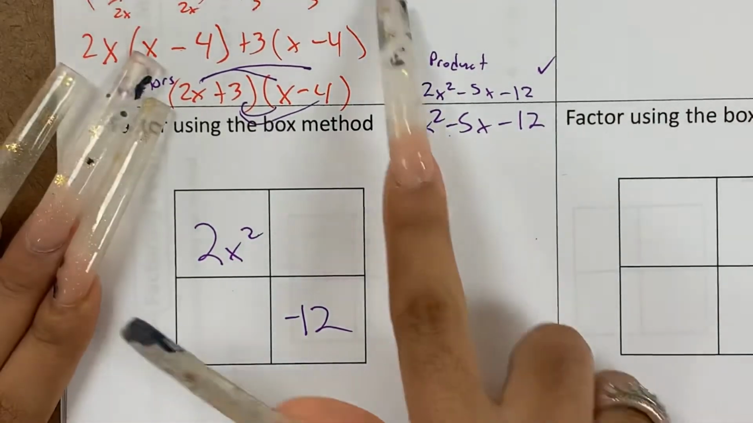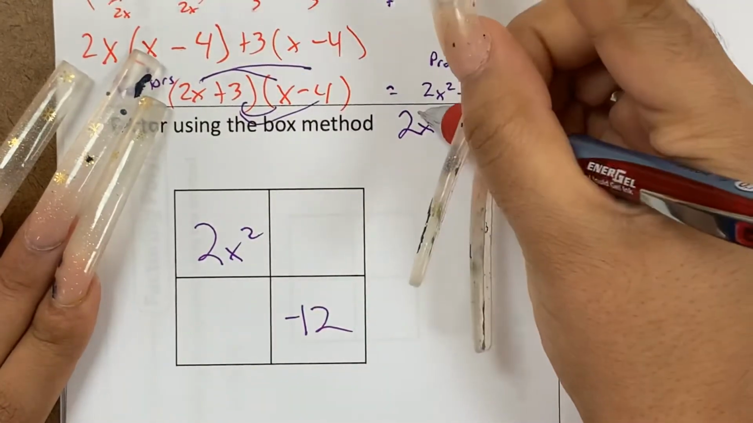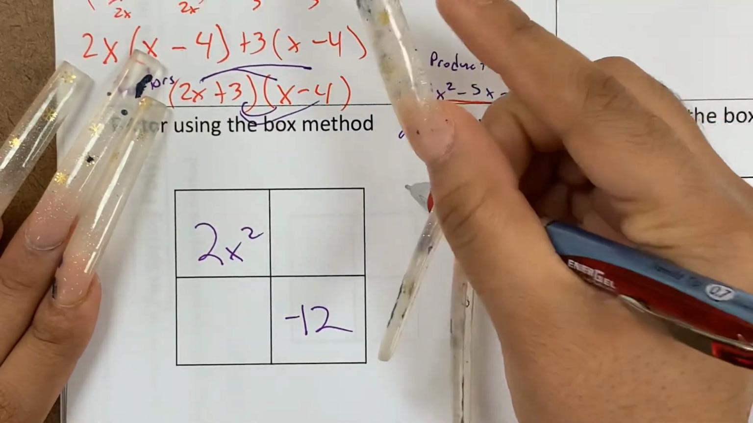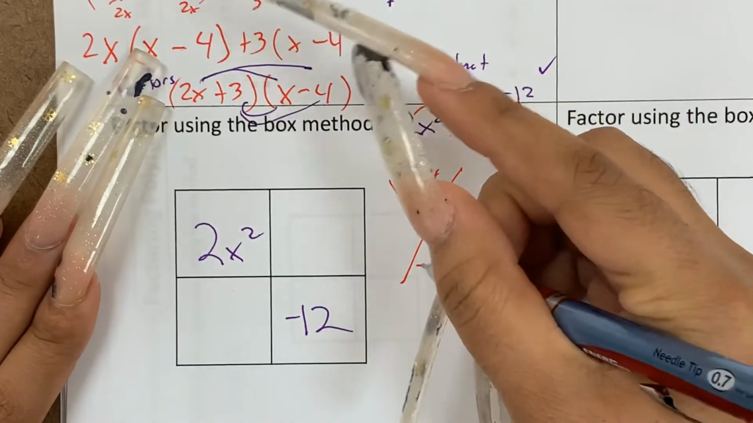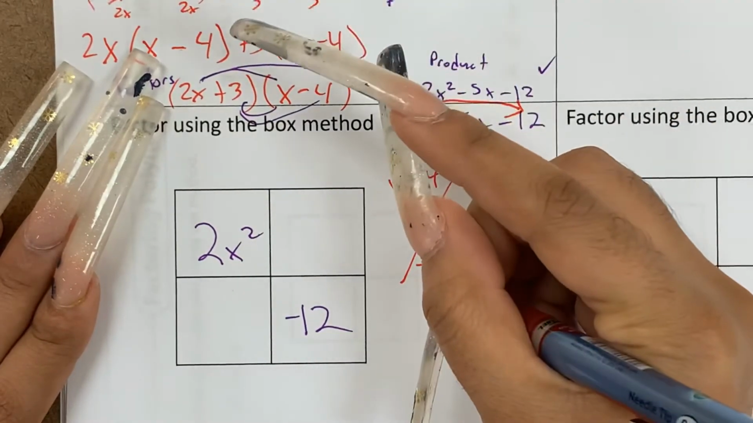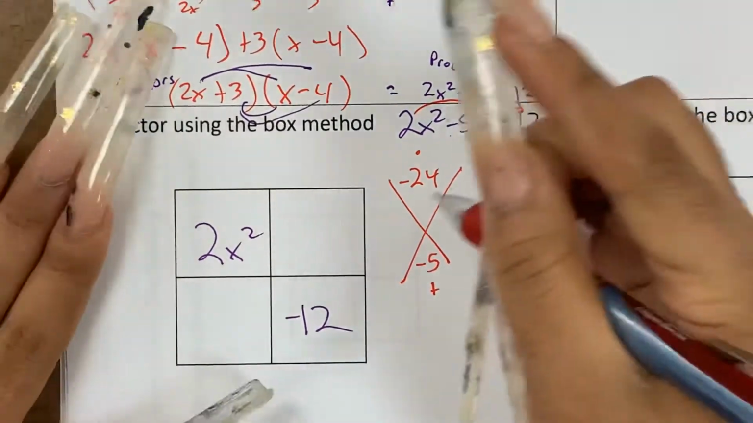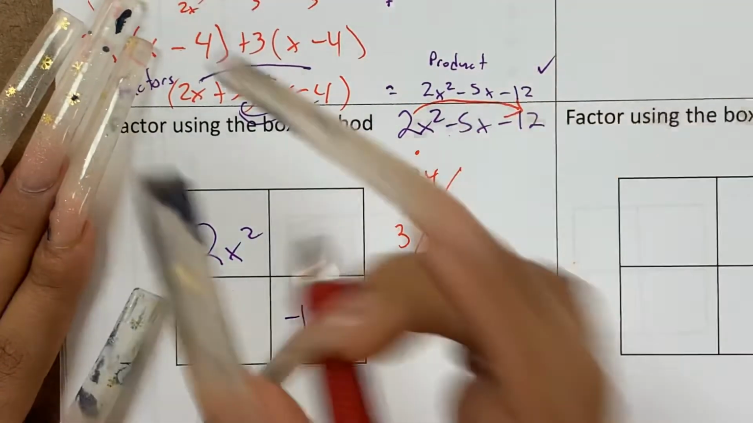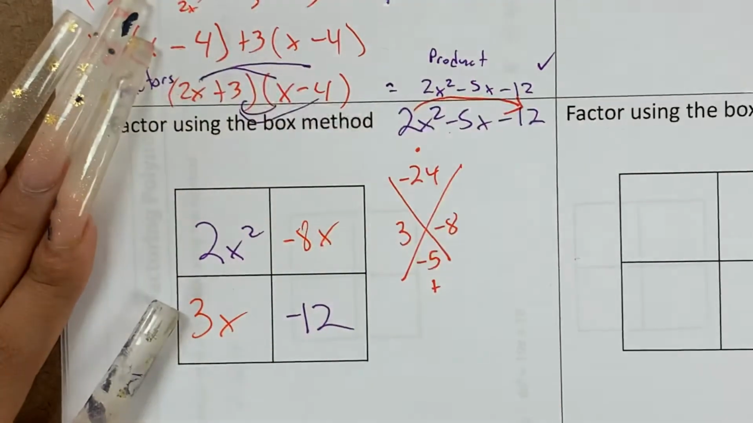So I'm going to do the same thing that we did. I'm going to multiply a times c. I get negative 24. And I'm going to use b. So I'm going to see what multiplies to get negative 24 and what adds to get negative 5. So this is the same problem. We already know that it is 3 and negative 8. So I'm going to have 3x and negative 8x.